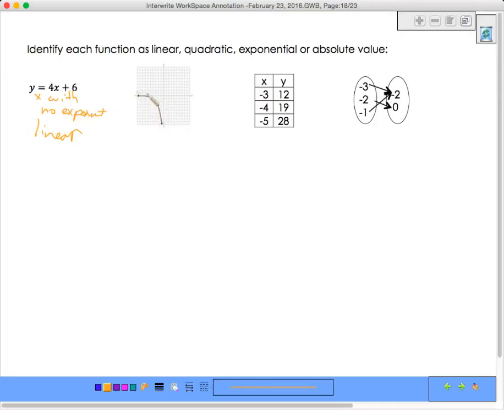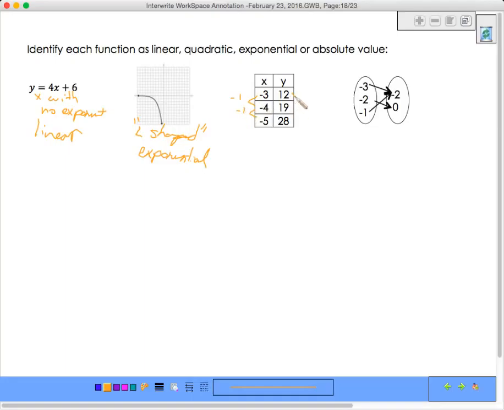Okay, this one is exponential. So we're going to say L-shaped. That makes it exponential. Now we get to the tables and the maps, so I have to be a little bit careful. So here, that's going down 1, down 1.